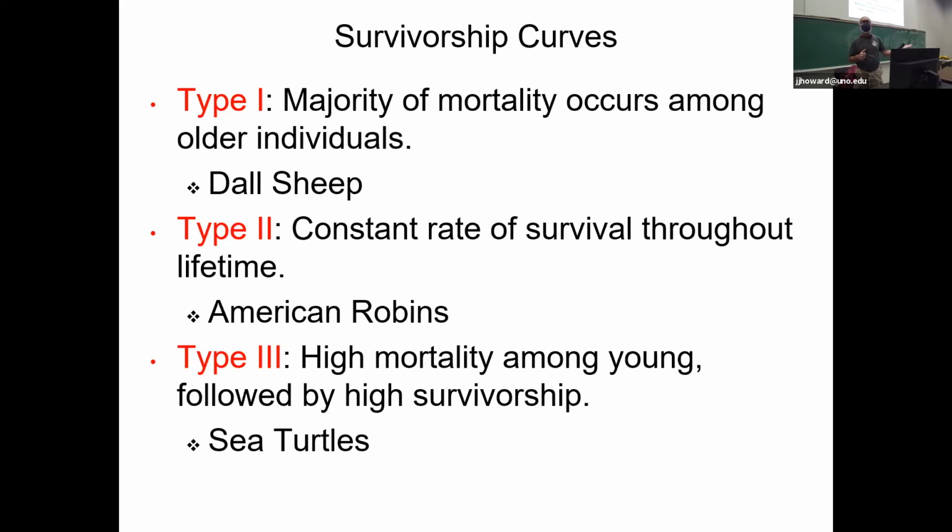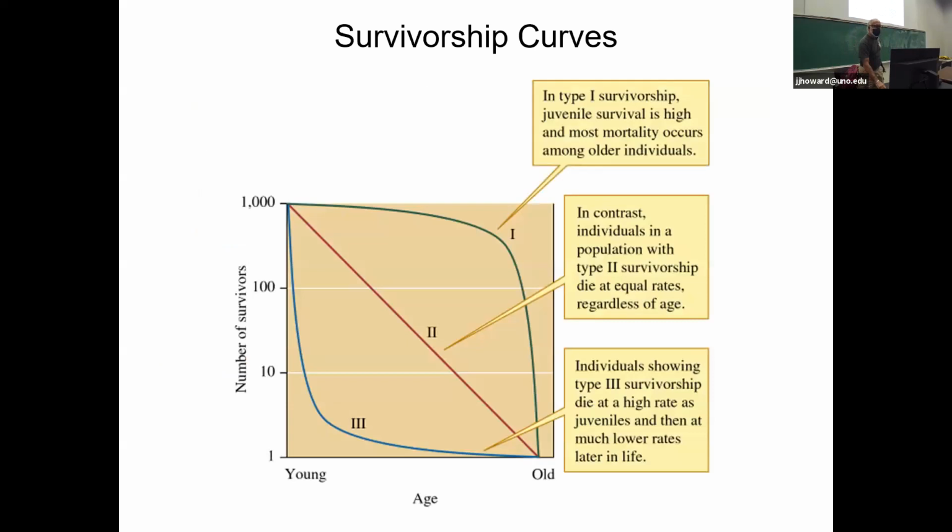Okay, an example of that is Dall sheep. That was the original life table that anybody ever put together. Type 2 is a constant rate of survival. So every year you lose 80%, 80%, 80%, 80%. Songbirds are a really good example of that. And then type 3 is where you have extremely high mortality among newborns, but if you can get past that age, you can live for a very long time. Sea turtles, redwood trees.